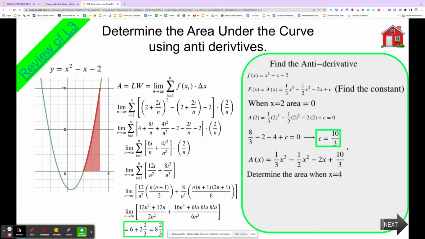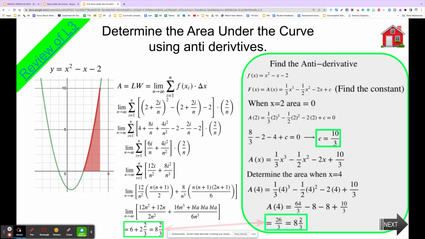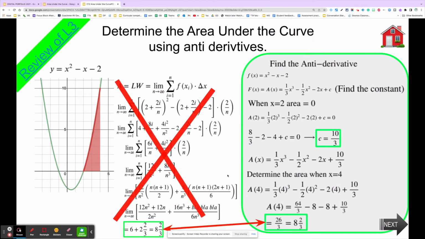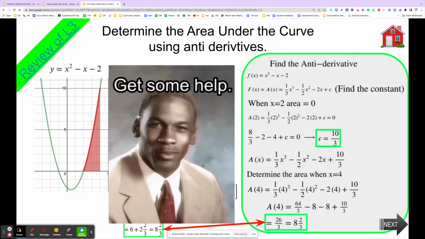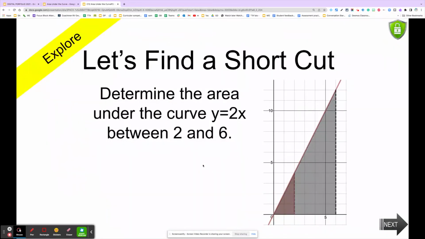And when we have that constant, we of course can put it at the end of the antiderivative in place of the constant. We can now determine the area between 2 to 4 because we're simply going to put the 4 in for x. And when we do that, we can calculate, we can simplify, and we get the 8 2/3, which is exactly the same as this guy. And I know some of you love Riemann sums, but seriously, get some help. Stop it. Use antiderivatives.